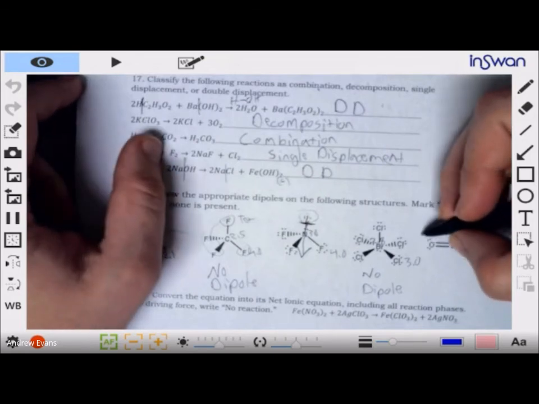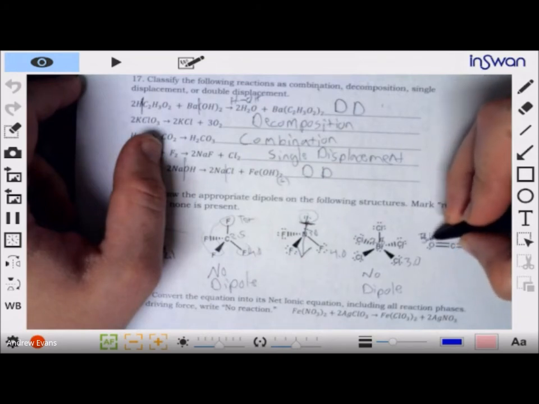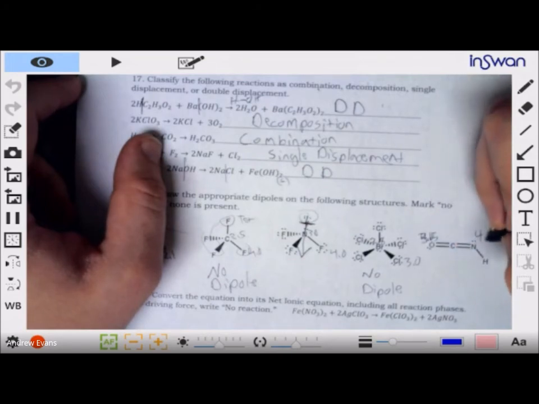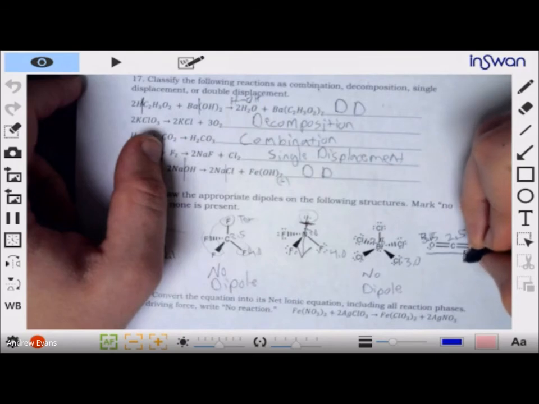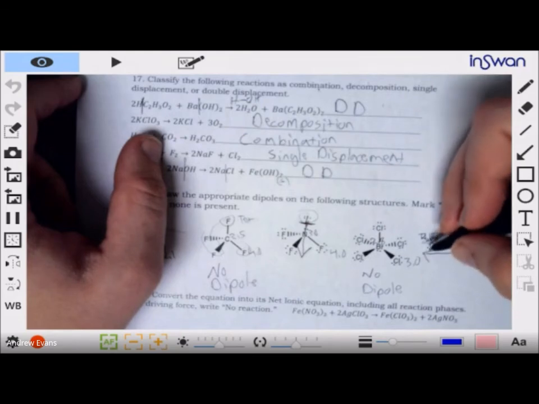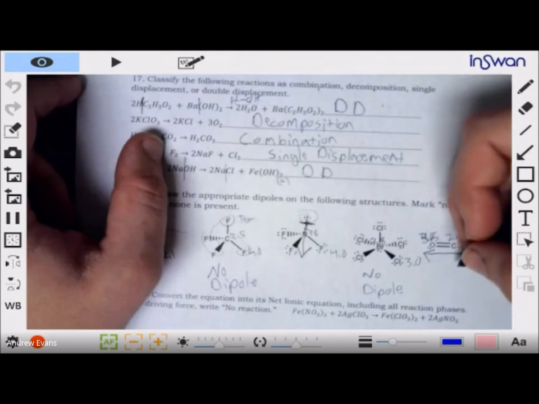In this one, we have 4.0, sorry, 3.5, 4.0, 2.5. We're going to have this clearly a dipole pulling towards the oxygen. I mean, technically, this would have a dipole pulling up, but it's more or less going that way.